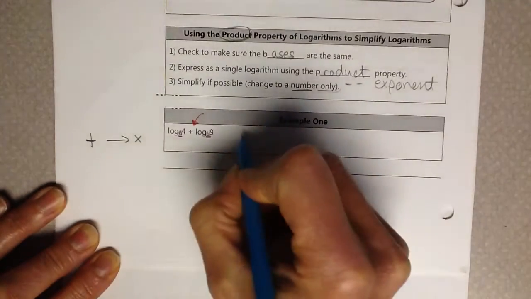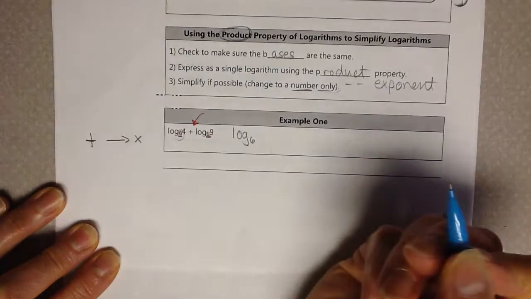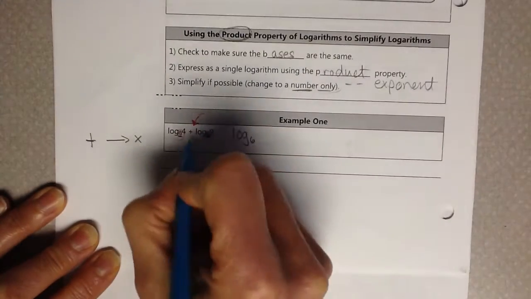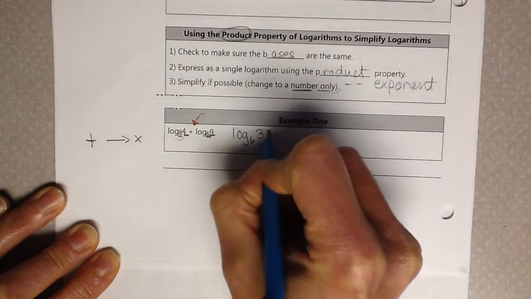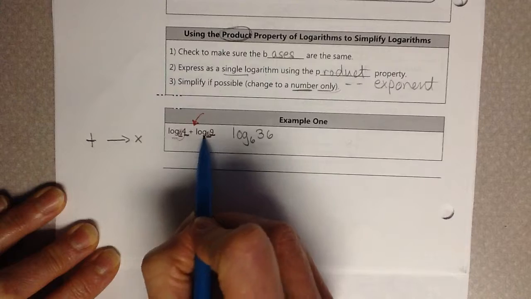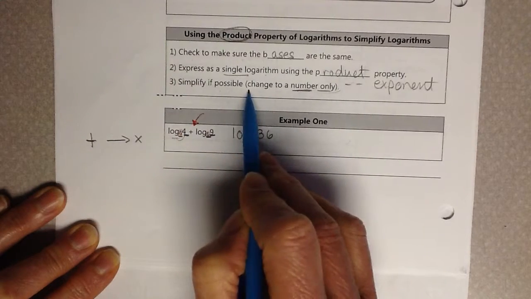So here we're going to write log base 6, and you always have to include the base. Log base 6, and then we multiply the two numbers that follow the base. So the 4 and the 9, that'll give us 36. Okay, so that's expressing it as a single log. We went from 2 logarithms to 1 logarithm. And now we need to simplify if possible.